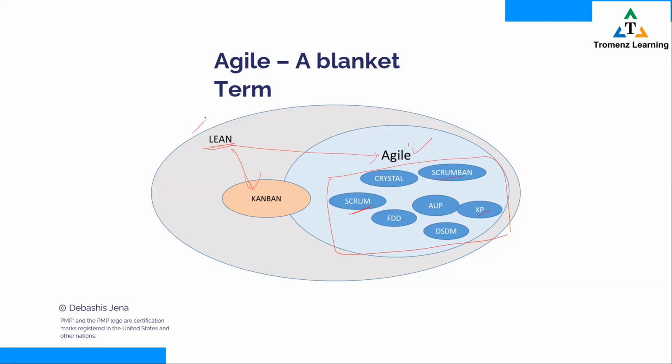So one line about Lean. The Lean concept is not new. It dates back to the 1930s, I guess, coming from the manufacturing sector. And the core principle of Lean, in one line, is this: eliminate waste. Anything that's not providing value to the customer is waste, and hence should be a target for elimination. That is the core principle of Lean.